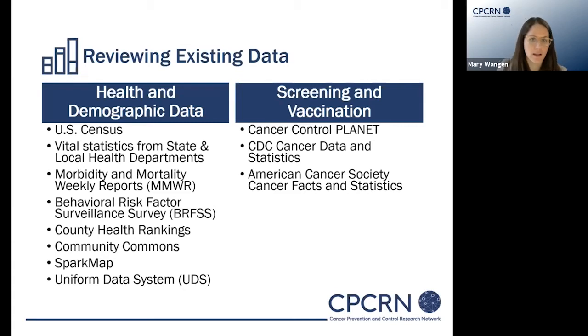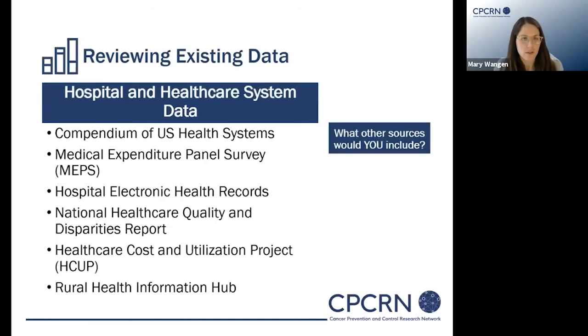So here on my slide on the left are some examples of general health and demographic data sources, such as the US Census or the Morbidity and Mortality Weekly Reports. And on the right side, I have data sources that are more specific to cancer screening and vaccination, such as sources from the CDC and the American Cancer Society. You may also want to search for data that's specific to your hospital or healthcare system, depending on what you're researching. So here are some sources of data that you might use for that, such as electronic health records or the Rural Health Information Hub.